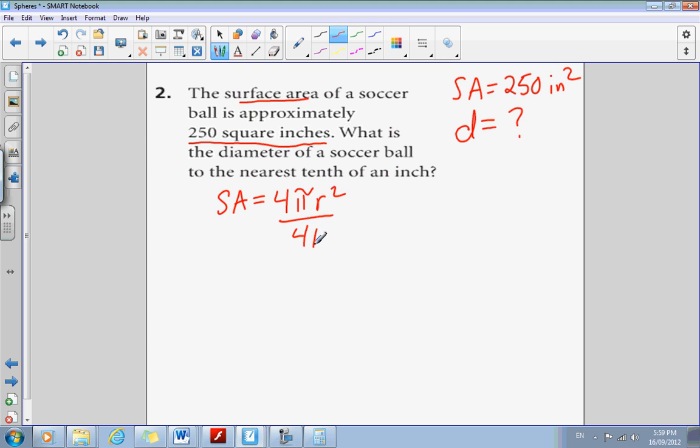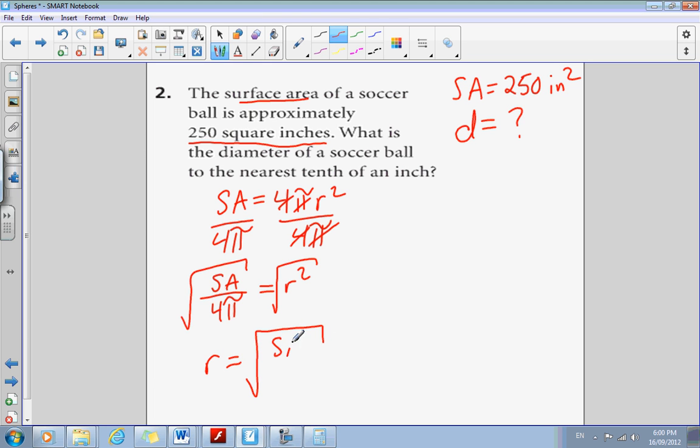So since 4 pi is multiplied, we divide. 4 divided by 4 is 1, so we can get rid of those. Pi divided by pi is 1, so we get rid of those. So we have surface area divided by 4 pi equals r squared. How do we get rid of the squared here? Everybody knows that we have to square root both sides, so you get r equaling the square root of surface area divided by 4 pi.